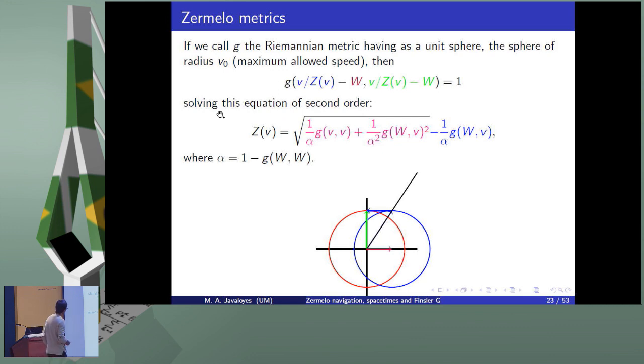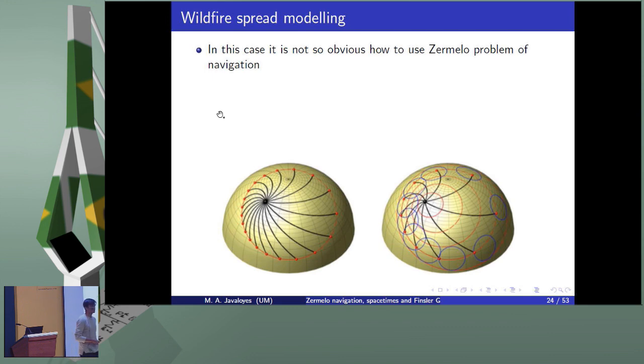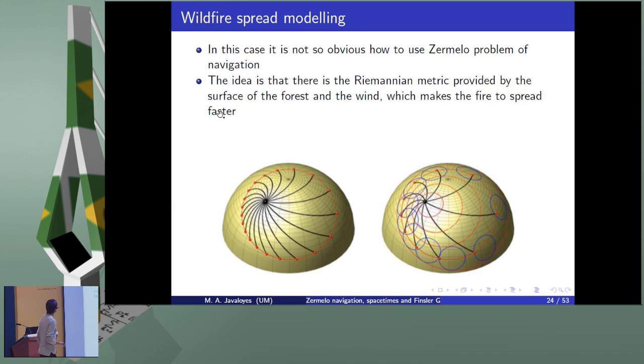And well, you can observe that this is a Riemannian metric, what is inside, more or less complicated, but this is a Riemannian metric, and this is a one form. But first, let me go back to the wildfire spread modeling. Because in this case, how to solve this with the Zermelo problem is not so obvious. But, well, imagine that there is a fire in a forest, and there is wind. So the wind helps the fire to spread throughout the forest, to spread faster.